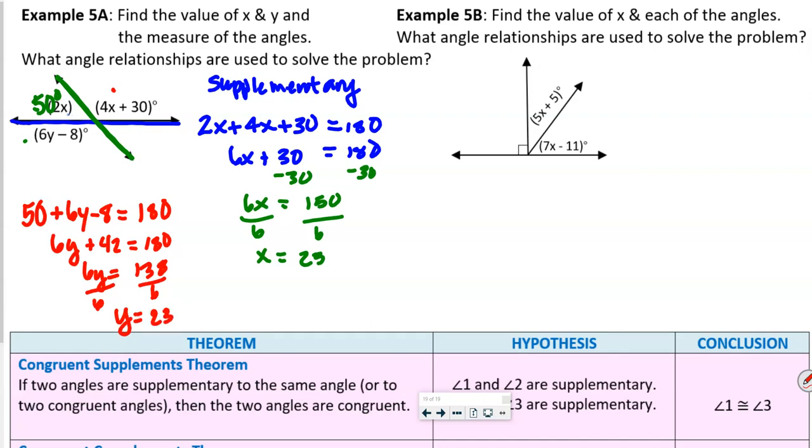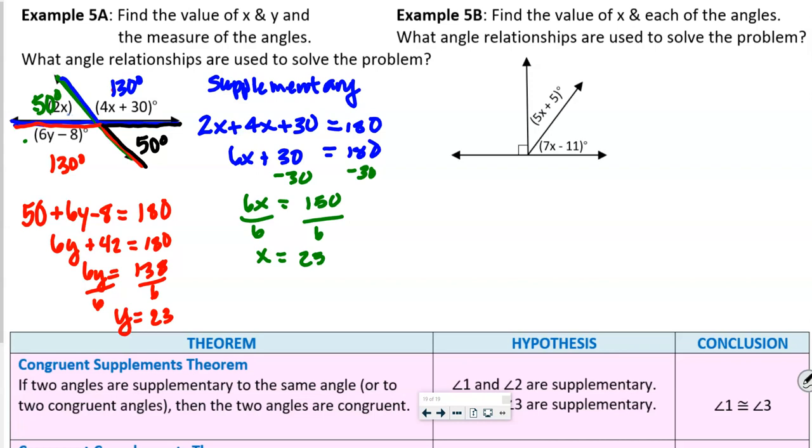Now, to find these angles, we're going to plug those values back in. So 4 times 23 plus 30, this angle up here, guys, is 130 degrees. And it should be, right? Because 50 plus 130 is 180. And then we're going to plug in 6 times 23 and subtract 8 from that. And so this angle down here is going to be 130 degrees. And then we can find the angle over here on this side by doing what again? Doing 180 minus 130. And so this one is also 50 degrees.